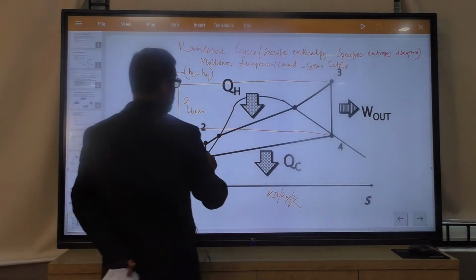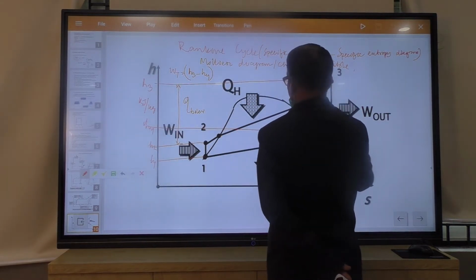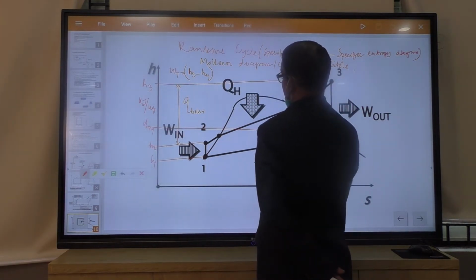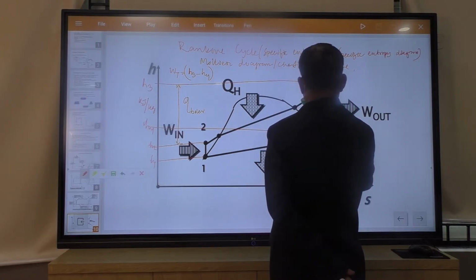This is your Rankine cycle 1, 2, 3, 4, 1. This is a full cycle. This is your condensation. See how the heat is rejected.